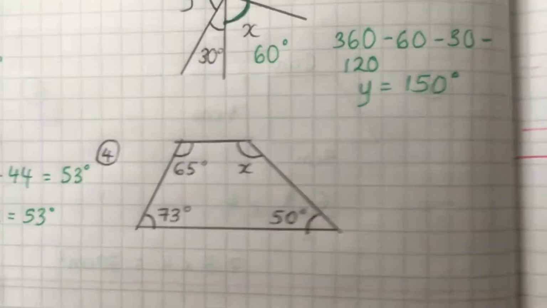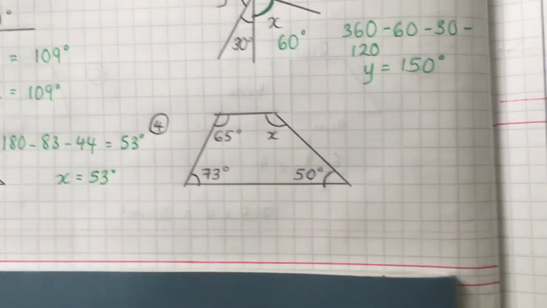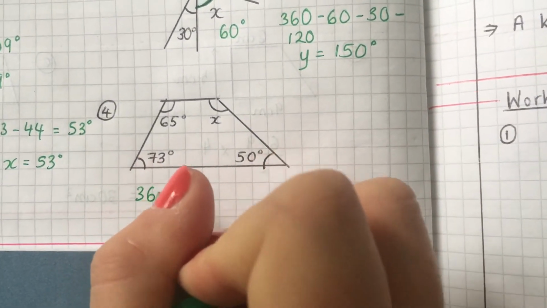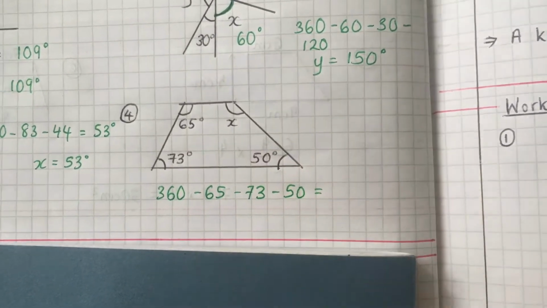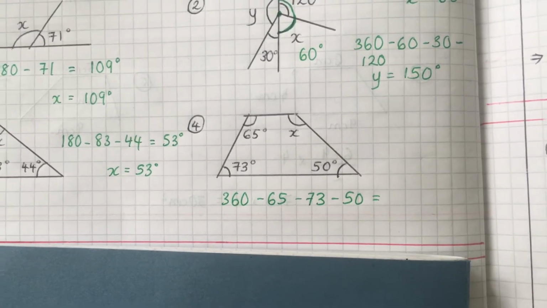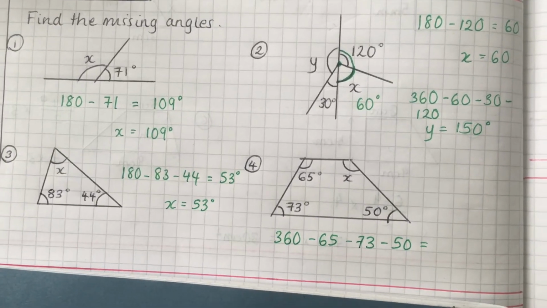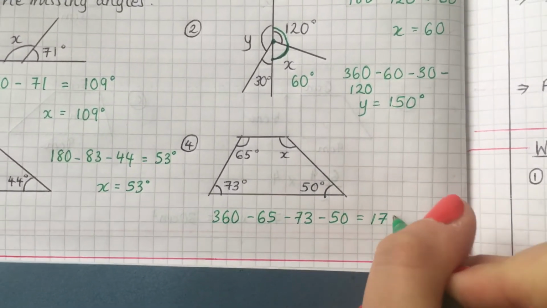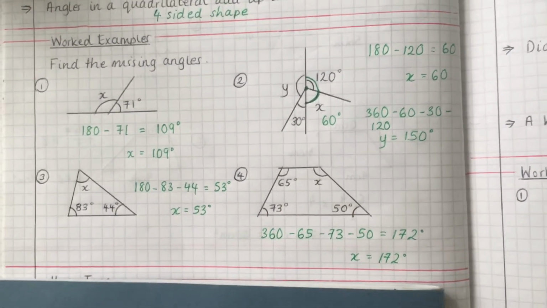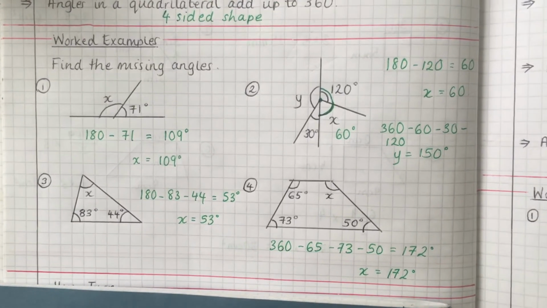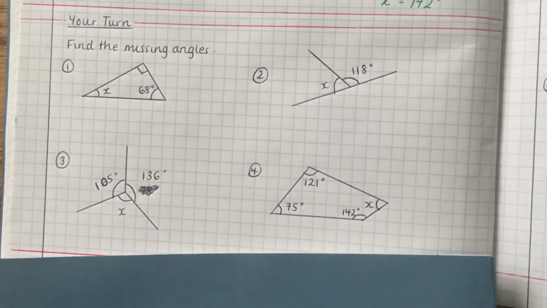And finally, this is a four-sided shape, a quadrilateral, and we know that any four-sided shape adds up to 360. So to work out x, we have to do 360 minus 65 minus 73 minus 50, which gives you 172 degrees. So x is 172. These are just putting those basic facts into practice. If you can now do these questions on your own, pause the video and see if you get the answers correct.